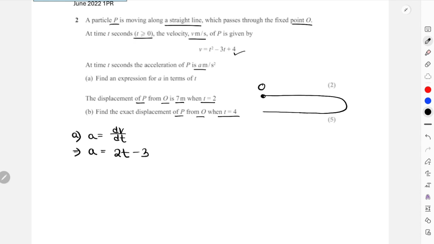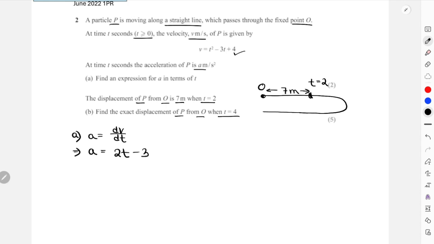And it was also stated that the displacement of P from O is 7 meters. This is like the total displacement of P from O, the point when the particle was at this position. I do not know what position. This distance was 7 meters. I do not have any name for this. And at this point the time was 2 seconds.